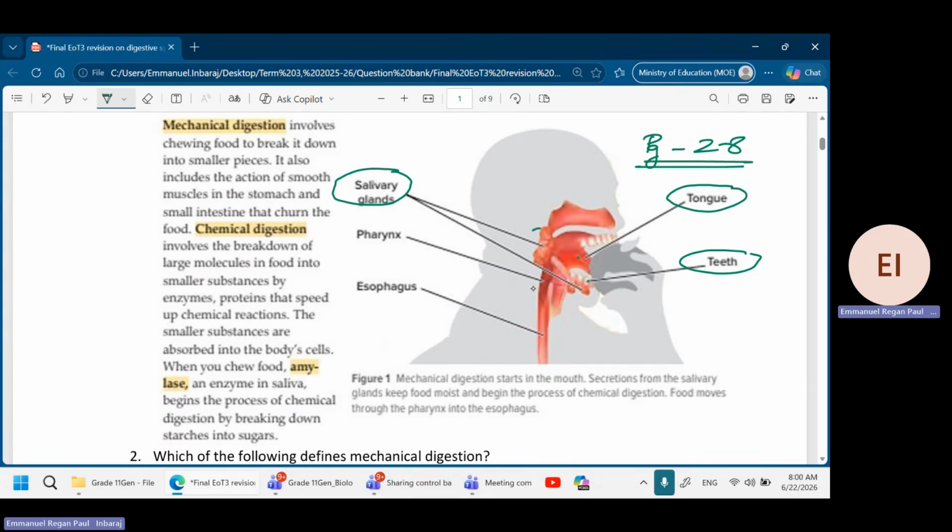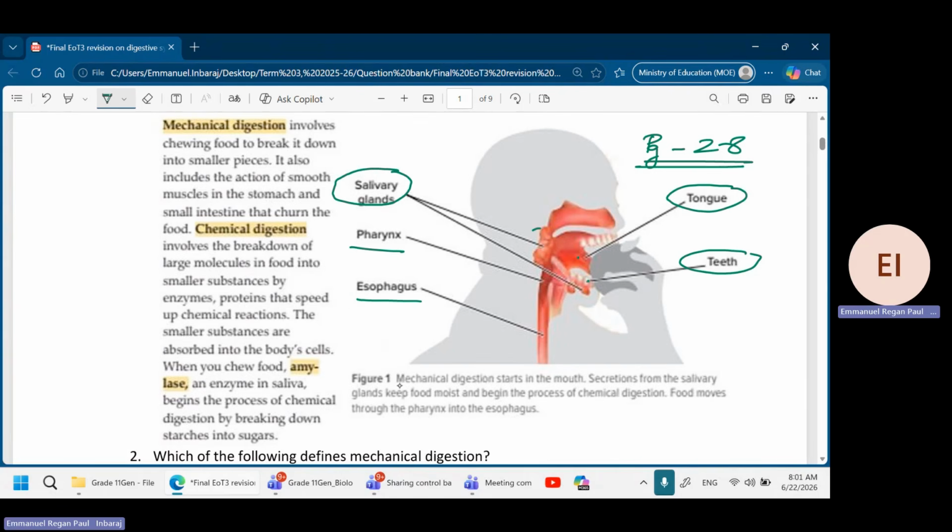Number four, the pharynx, or the throat, somewhere near the throat. And there is a tube which connects the mouth to the stomach, and this tube is called the esophagus. So what you should do first is learn the parts of this picture: teeth, tongue, salivary glands, pharynx, and esophagus. Now let's also read what is below the picture.